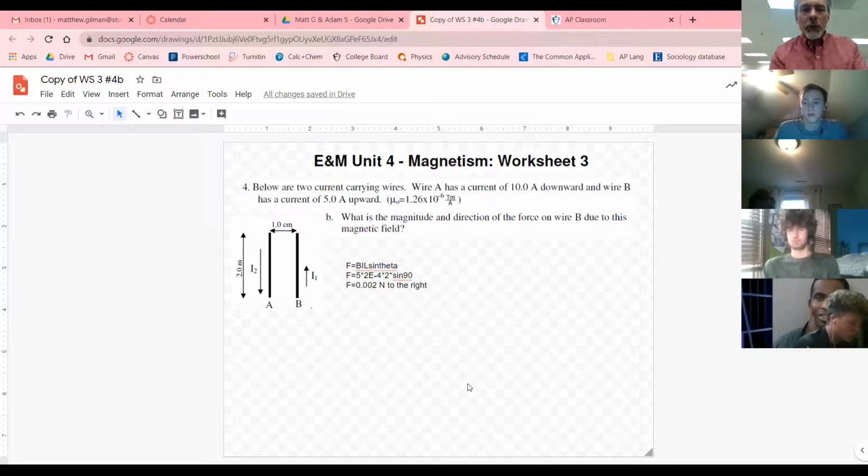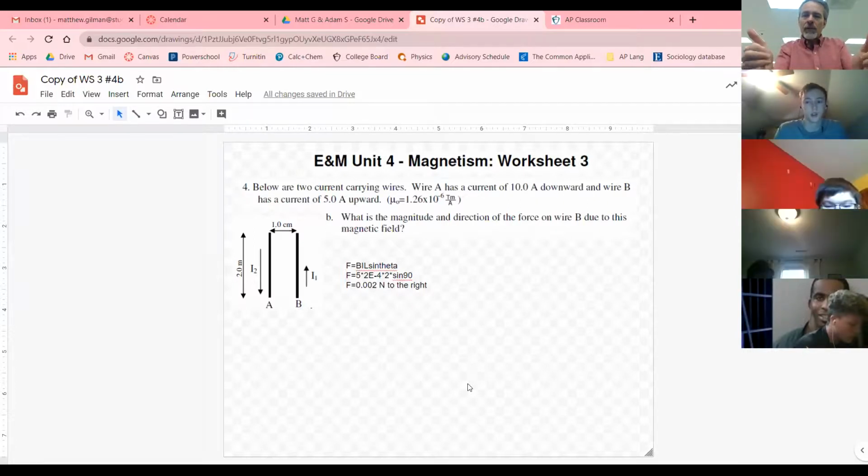So I want you to look at the picture. When the current is going in the opposite direction in these two wires, they repel. What do you think would happen if the current was in the same direction? They attract. Correct. Okay, give Matt a hand. Yay. Awesome. And then if you could stop sharing.